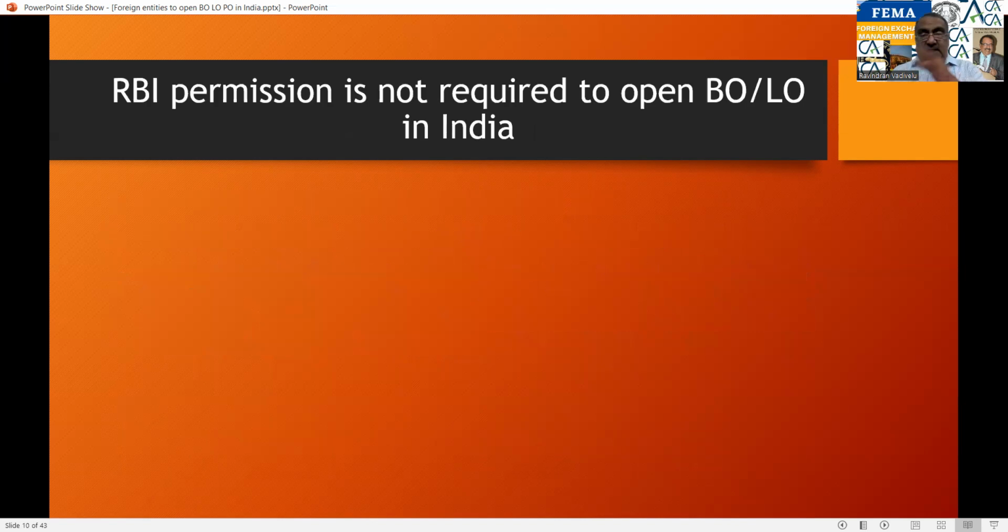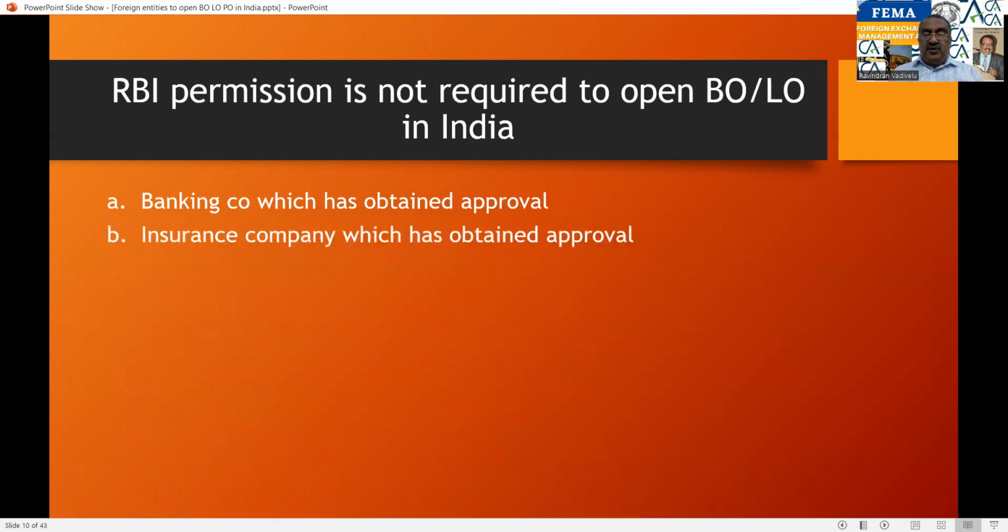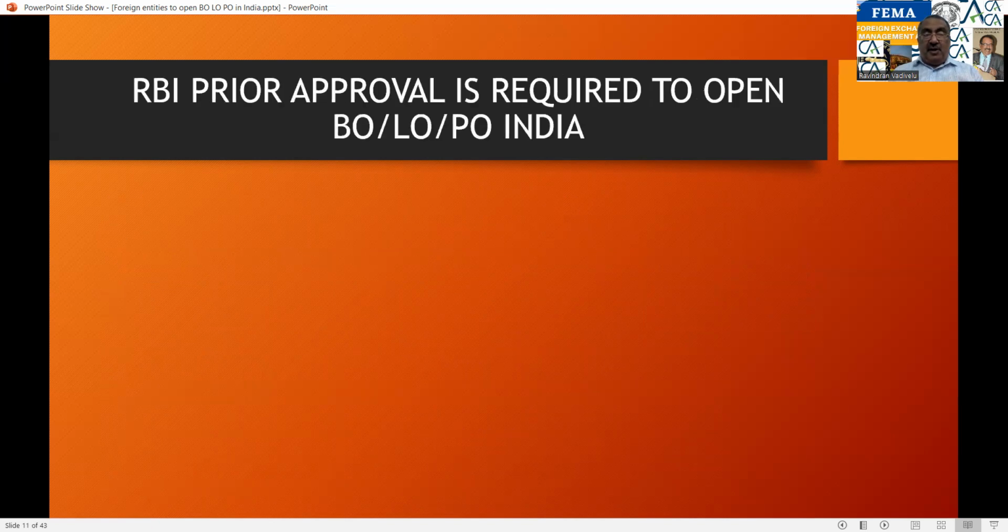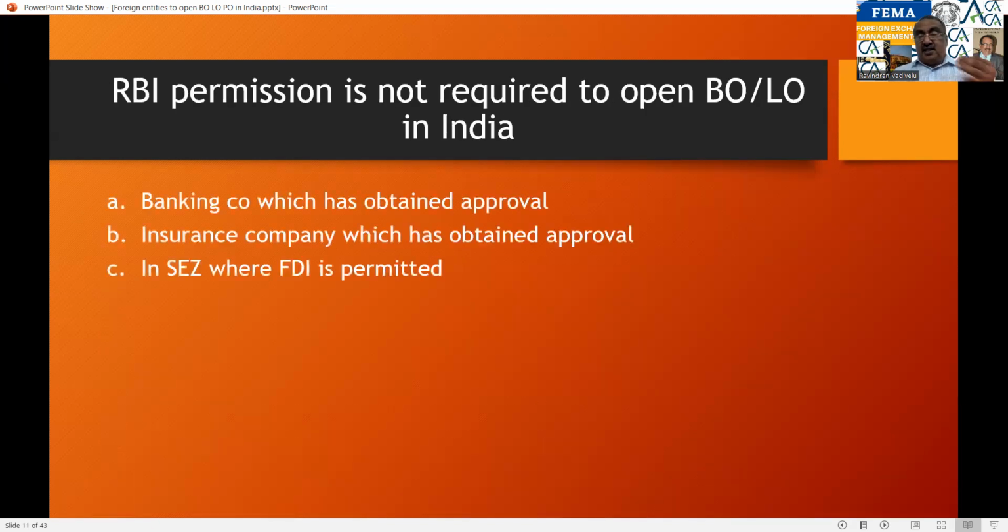Now, RBI permission is not required to open a branch office or liaison office in India for the following cases: a banking company which has already obtained approval, for which no specific permission is required; an insurance company which has obtained approval; and a special economic zone where foreign direct investment is permitted. For these three, RBI approval is not required because they get approval directly from the Banking Regulation Act, IRDA and the special economic zone authorities.